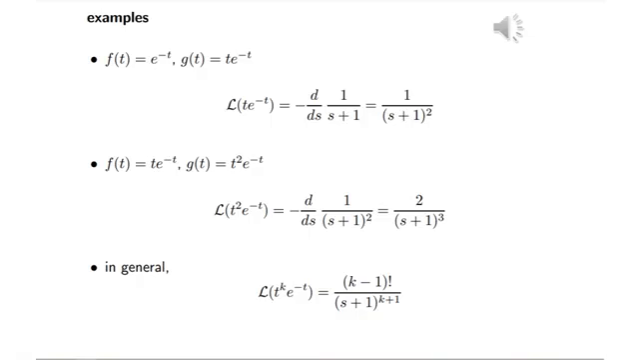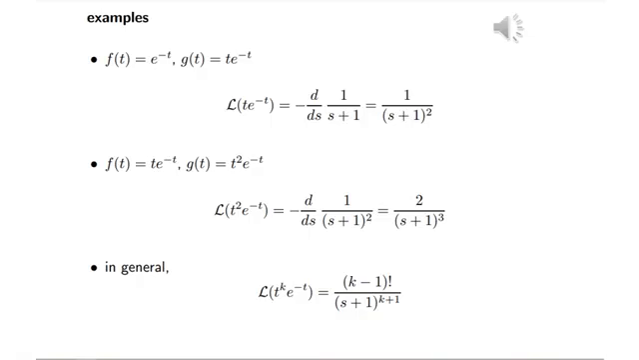Multiplication in the time domain will change into a derivative in the s domain. Just as a derivative in the time domain changed into multiplication by s in the s domain, this time it is multiplication by t in the time domain that will change into a derivative in the s domain. So let's apply the derivative in the s domain to e raised to power minus t.